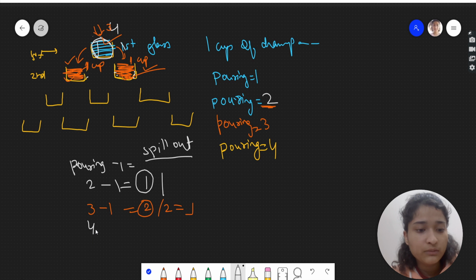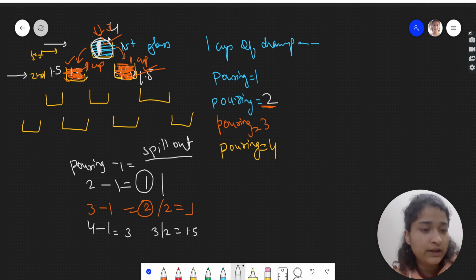So 4 minus 1, 1 will be stored here. So left will be 3. So 3 will go here. So this will be 3 by 2, that is 1.5 will come here and 1.5 will come here. Fine. 1.5 in the right cup and 1.5 in the left cup. Now we will go to the second row. We are done for the first row. Here it is 1 only.